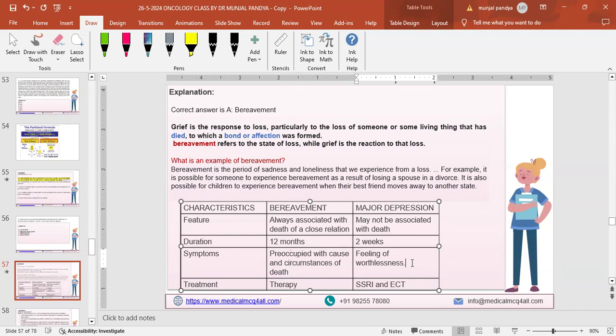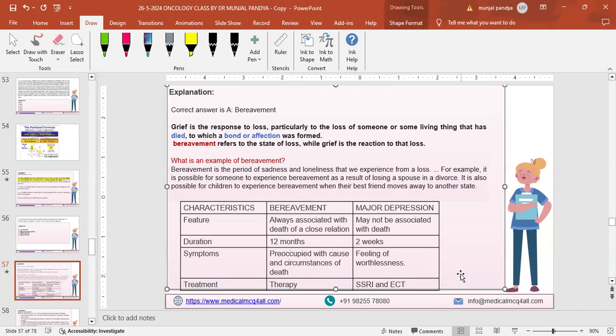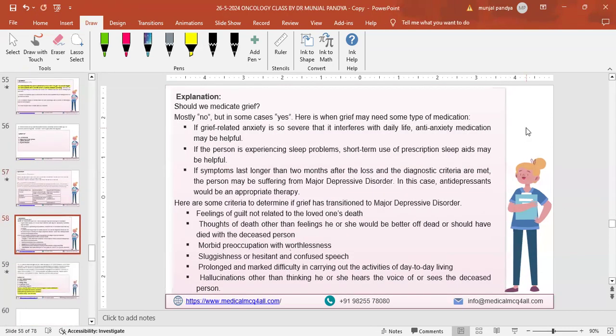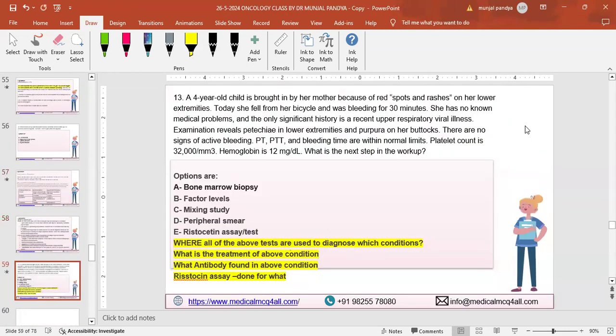Here, feeling of worthlessness. Here the treatment is psychotherapy, or cognitive behavior therapy for bereavement, and here SSRI, selective serotonin reuptake inhibitor, and ECT, electroconvulsive therapy. So you go and read it in detail. I will share this PowerPoint. You need to know the time frame, the symptoms, everything for depression. Depression is a global problem. It's a non-communicable global problem.